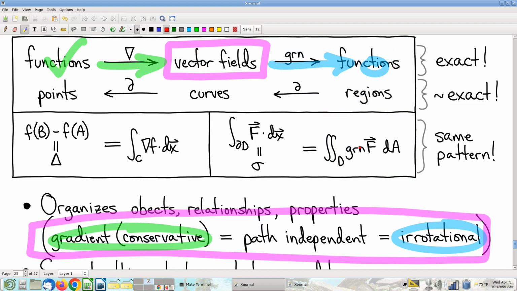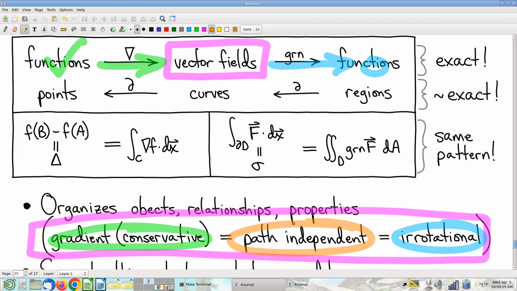Yeah. So, being a gradient shows up on the diagram. Being irrotational shows up on the diagram, and then path independence. Bear with me, I'm going to mark up this diagram in a way that shows what path independence looks like to me.